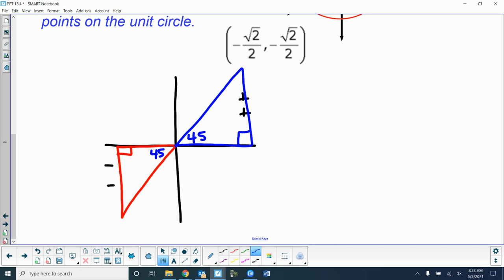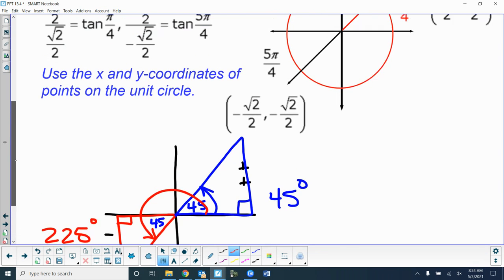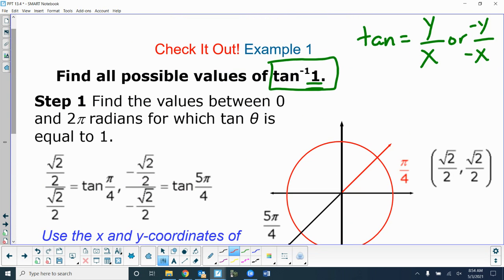So when I'm in the first quadrant, how many degrees is that? 45, right? When I'm in the third quadrant, how many degrees is that? 225, 180 plus 45, right? So the two answers for tangent, the angle whose tangent is 1, is a 45 degree angle and a 225 degree angle.